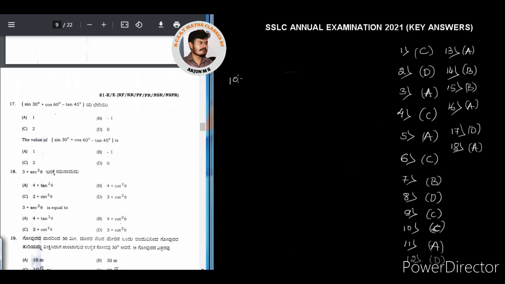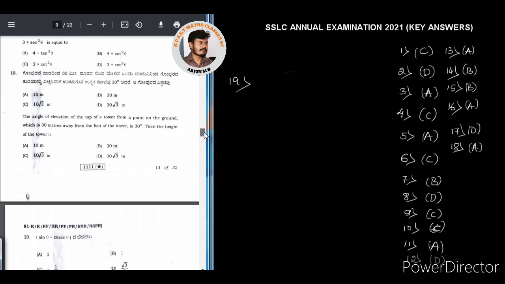So let's move to the next question, that is 19th question. You just observe that question. The angle of elevation of the top of the tower from a point on the ground which is 30 meter away from the foot of the tower. You just observe here, this is considered as the tower, and the distance from the foot of the tower to the point on the ground is 30 meter. Here the angle of elevation is 30 degree. Then we have to find out the height of the tower.